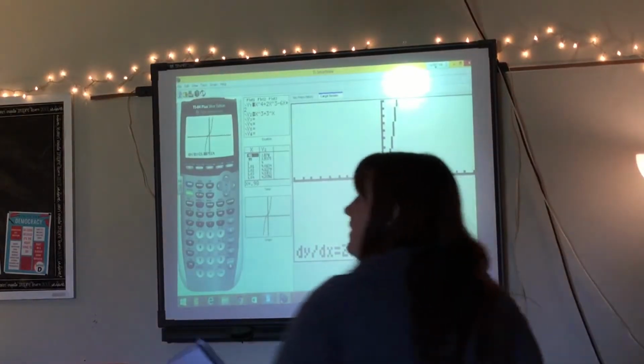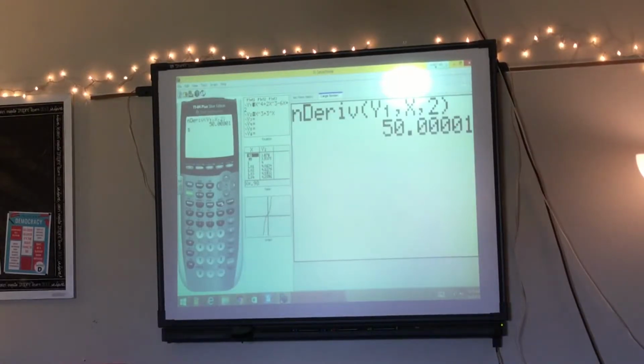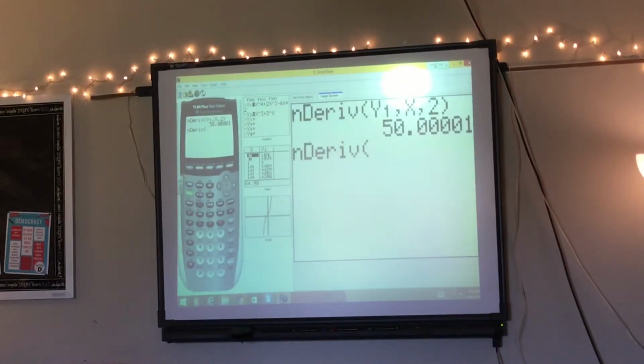Okay, so you can try it the other way. Why do we have to do it the other way? It's good to have a few different tools in your back pocket because you just never know which one is going to work better. Math, 8, and then you do nDeriv.